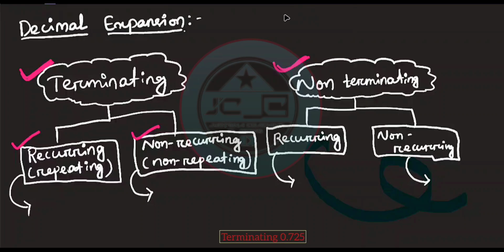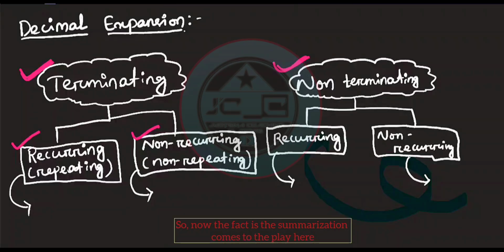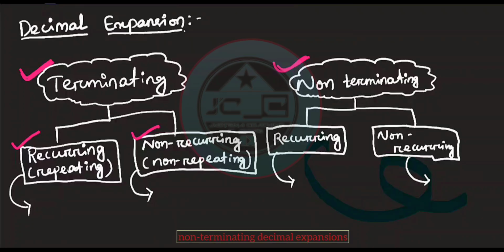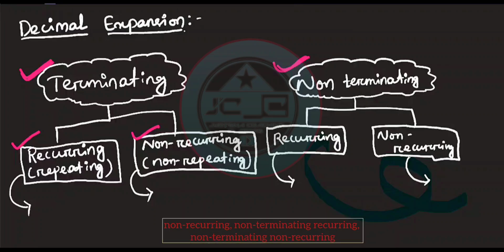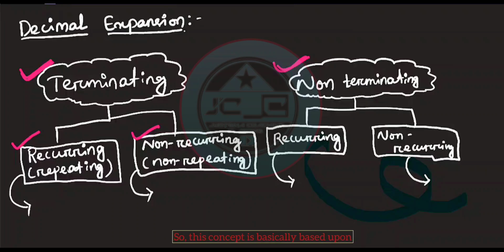Look at 0.725. No string of digits is getting repeated here, so this is terminating non-recurring, that means non-repeating. Now the summarization comes into play here: terminating decimal expansion, non-terminating decimal expansions, recurring, terminating recurring, terminating non-recurring, non-terminating recurring, non-terminating non-recurring. So this concept is based upon a different point of view.